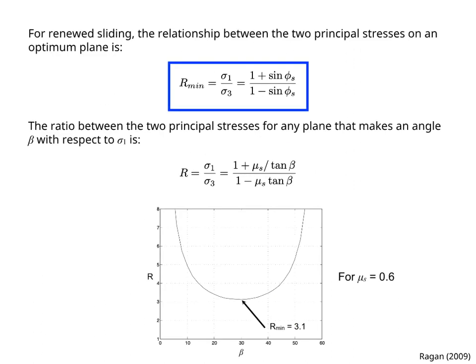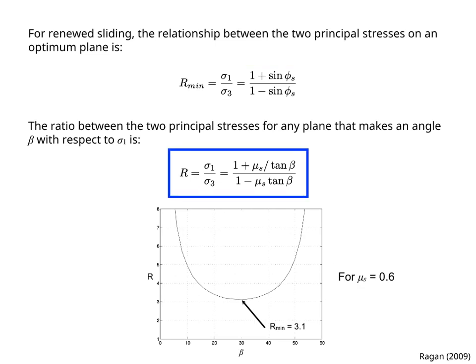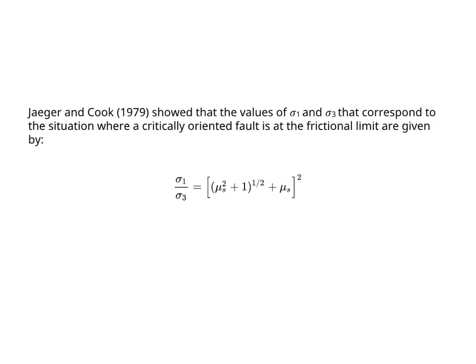For renewed sliding, the relationship between the two principal stresses on an optimum plane is given by this equation. The ratio between the two principal stresses, for any plane that makes an angle beta with respect to sigma 1, is given by this equation, which is plotted here, for a μs of 0.6. R reaches a maximum value of 3.1, on a plane at 30 degrees from sigma 1. The values of sigma 1 and sigma 3, that correspond to the situation where a critically oriented fault is at the frictional limit, are given by this equation.